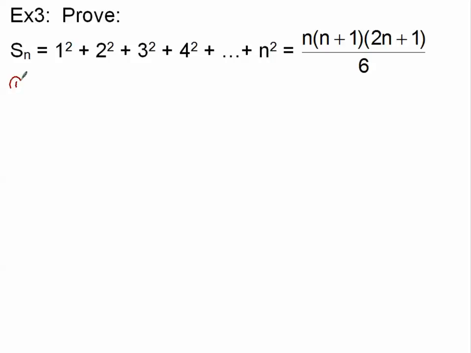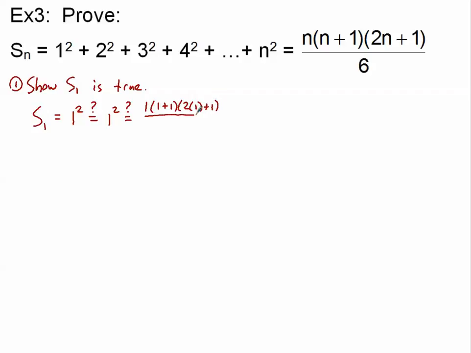So first domino. Show s sub 1 is true. So s sub 1 is supposed to be equal to 1 squared. And we want to know if that's equal to, well, 1 squared. Obviously, that's going to be true. But we also want to know if we plug in a 1 here, do we get the same thing? So we've got 1 times 1 plus 1 times 2 times 1 plus 1 all over 6.